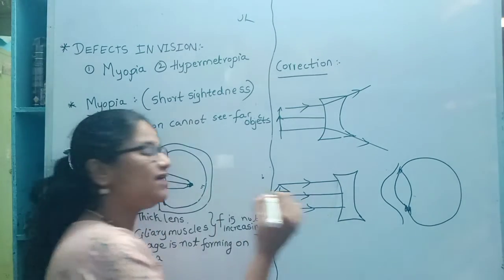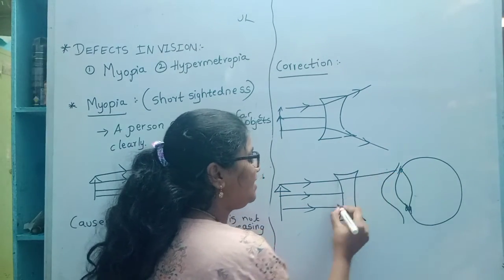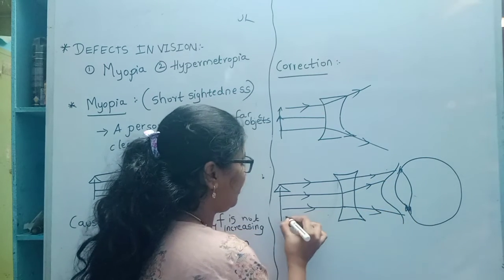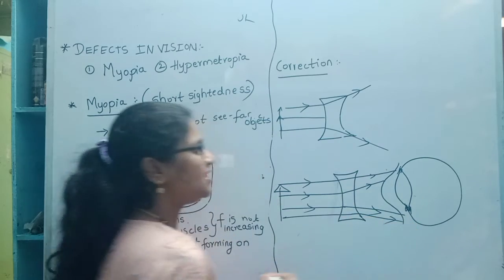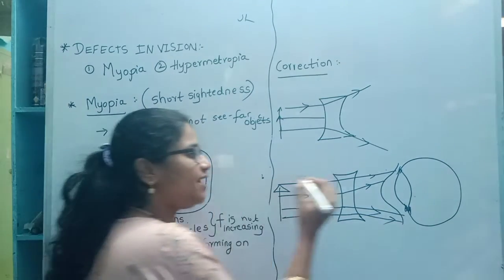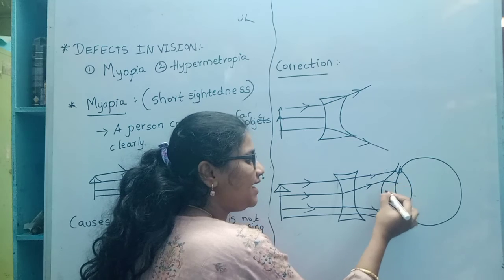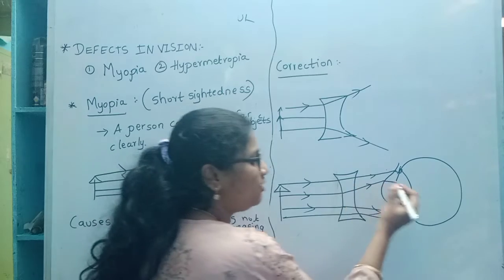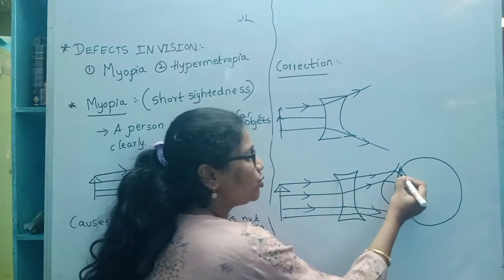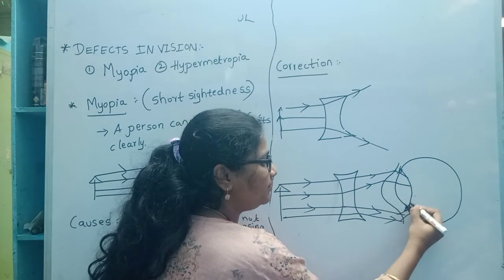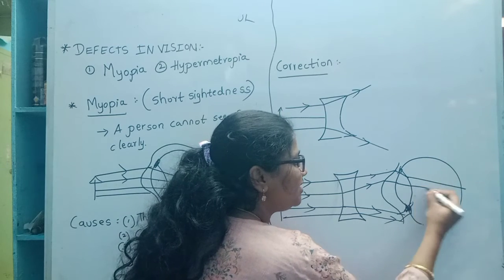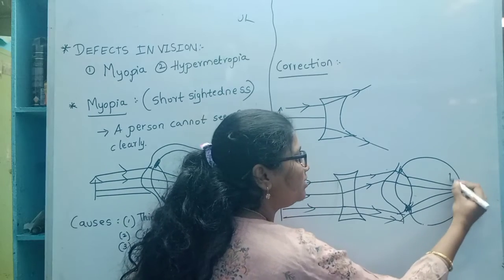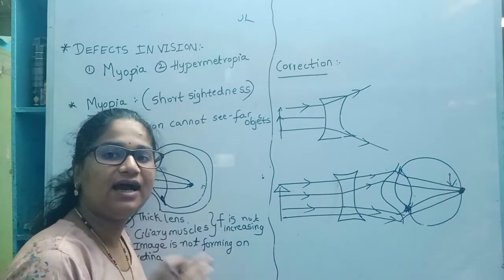According to the concave lens property, what happens here? The light rays will diverge. Then, after diverging, they enter the cornea and the converging lens, that is the convex lens. After the refraction, they will meet at a point on the retina, so that the image is formed on the retina.